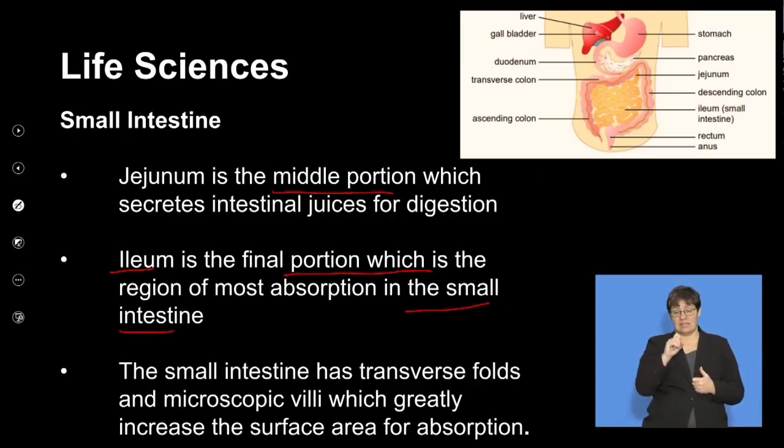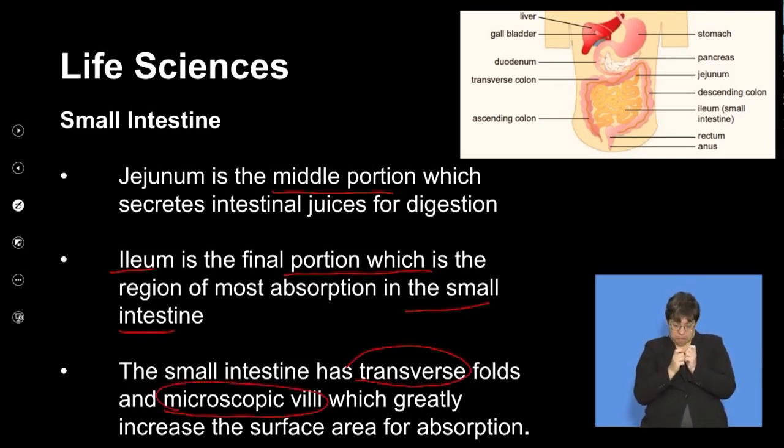The small intestine on the internal surface has got transverse folds that are lined with microscopic villi, and these villi basically are on the inside that increase the surface area for enzyme activity.